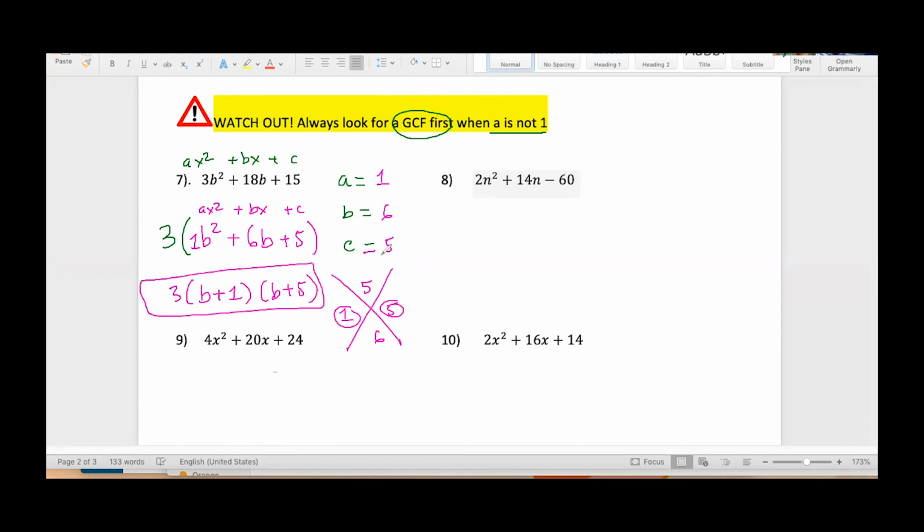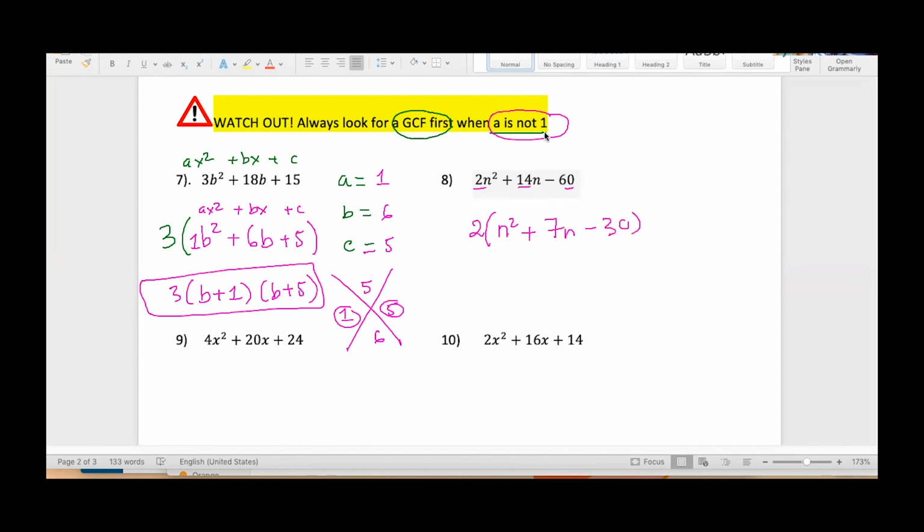Okay, straightforward, easy peasy. So here we go. Let's try the last one right here, super fast. Again, A, B, C, always look for the GCF when A is not 1. 2, 14, and 60, what do they all have in common? Obviously 2, right? Because they're all even numbers. So I would take the 2 out first. 2 divided by 2 gives you 1, so I have n squared. 14 divided by 2 gives you 7, so plus 7n. 60 divided by 2 gives you negative 30, negative 60 right here, so negative 30.